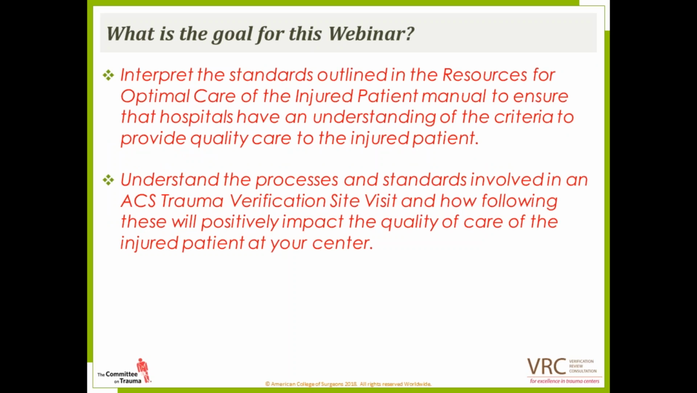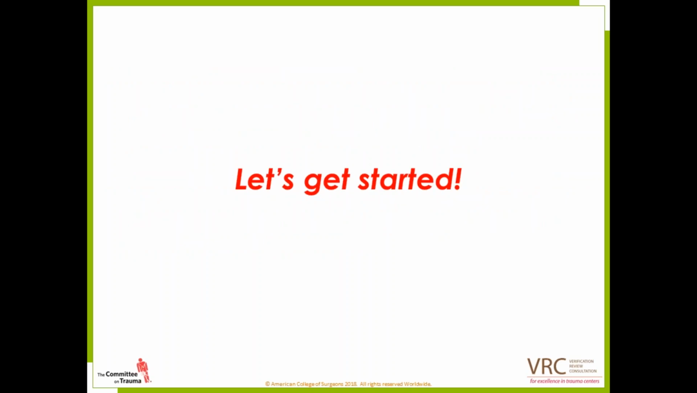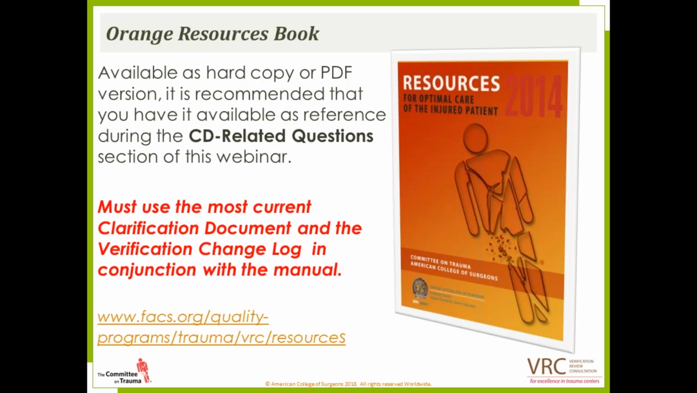The goal for today's webinar is to interpret the standards outlined in the Resources for Optimal Care of the Injured Patient Manual to ensure that hospitals have an understanding of the criteria to provide quality care to the injured patient, understand the processes and standards involved in an ACS Trauma Verification site visit, and how following these will positively impact the quality of care of the injured patient at your center.